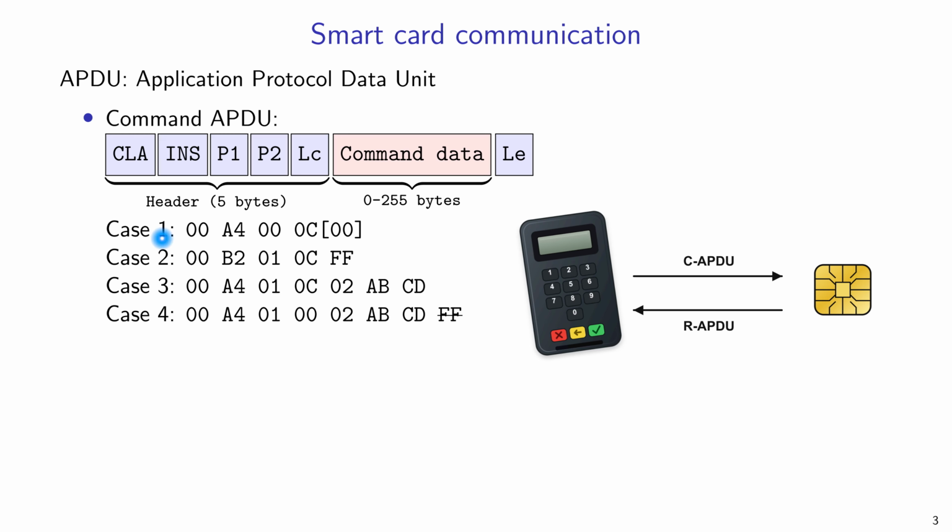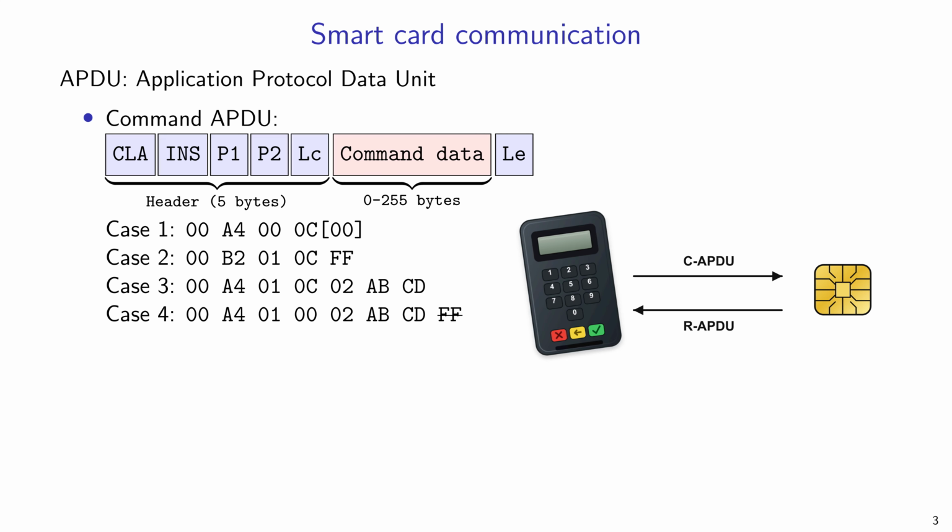Case 1, when we do not send any command data, then the 5th byte is absent, meaning that it has value 0. Case 2, when we do not send data but expect 255 bytes in return, so this byte is FF here. If we specified 00 here instead, it would mean that we expect 256 bytes. So in case 2 APDU, 0 means 256. Case 3 is when we send 2 bytes of data. So here length contained is 2, and here are the 2 data bytes that we are sending. And case 4, when we send 2 bytes and also expect some data back, but in this case, LE, length expected, may or may not be sent to the card depending on which transmission protocol we are using.